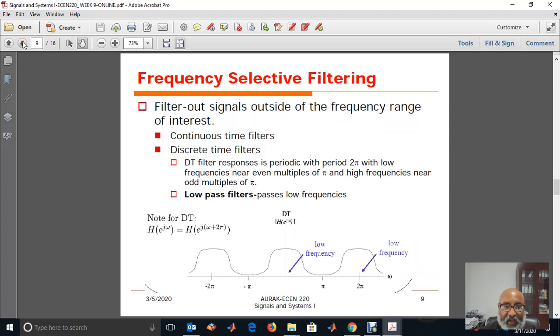We have continuous time filters and discrete time filters. Okay, for continuous time signals, we have continuous time filters. For discrete time signals, we have discrete time filters. For discrete time filters, which we will study in 320, they are periodic with 2 pi. And the low frequencies are around 0 and around 2 pi. And the high frequencies are around pi, 3 pi, and so on. This is, for example, a low frequency.